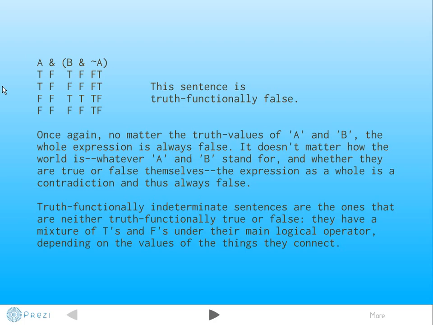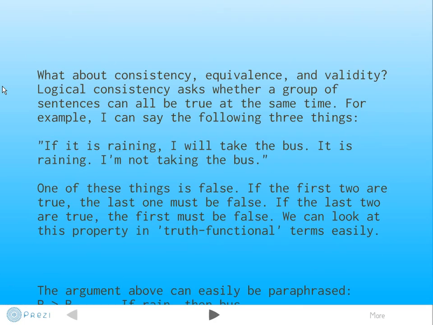Okay, what about consistency, equivalence, and validity? Logical consistency asks whether a group of sentences can all be true at the same time. For example, imagine I say the following three statements. First statement, if it's raining, I will take the bus. Second statement, it is raining. Third statement, I'm not taking the bus. Well, one of these things is false. Look, if the first two are true, the last one must be false. If I'm saying, if it's raining, I'll take the bus, and it is raining, then that implies that I'm taking the bus. If the last two are true, the first must be false.